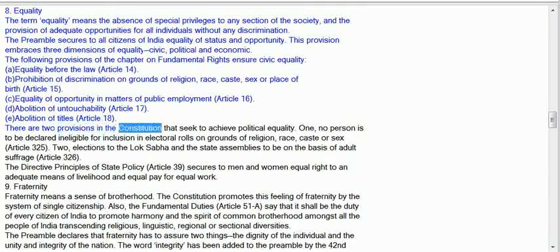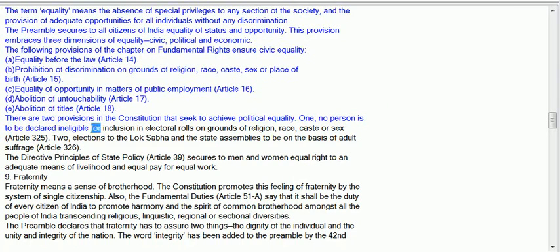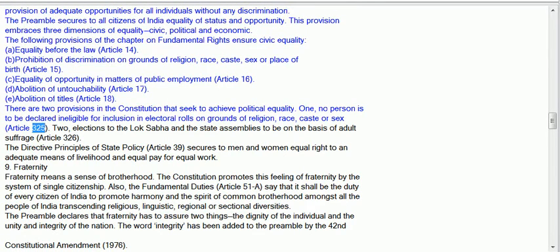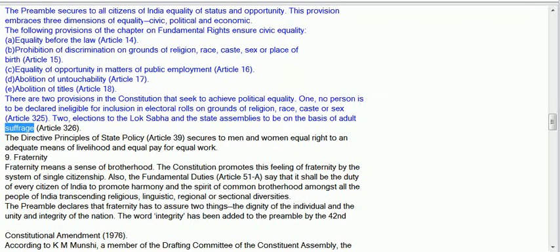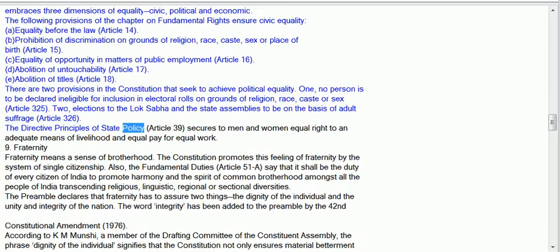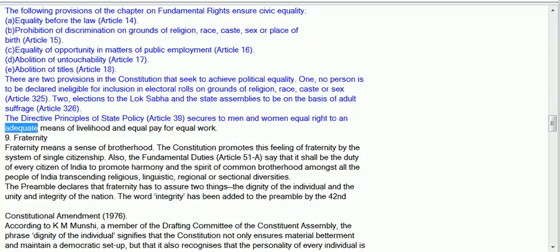There are two provisions in the Constitution that seek to achieve political equality. 1. No person is to be declared ineligible for inclusion in electoral rolls on grounds of religion, race, caste, or sex. Article 325. 2. Elections to the Lok Sabha and the state assemblies to be on the basis of adult suffrage, Article 326. The Directive Principles of State Policy, Article 39, secures to men and women equal right to an adequate means of livelihood and equal pay for equal work.